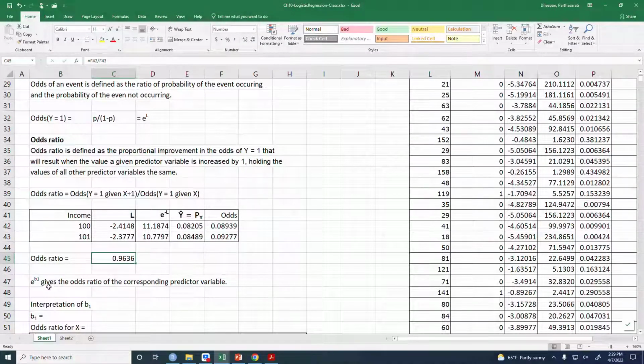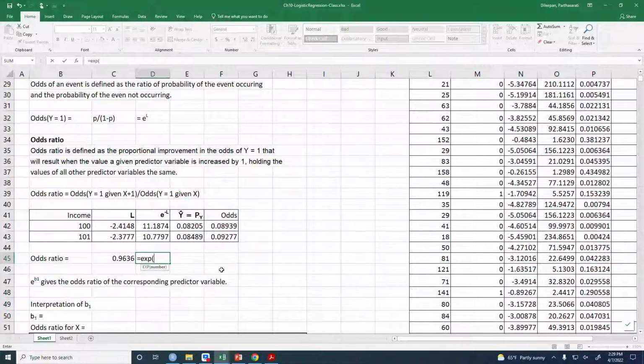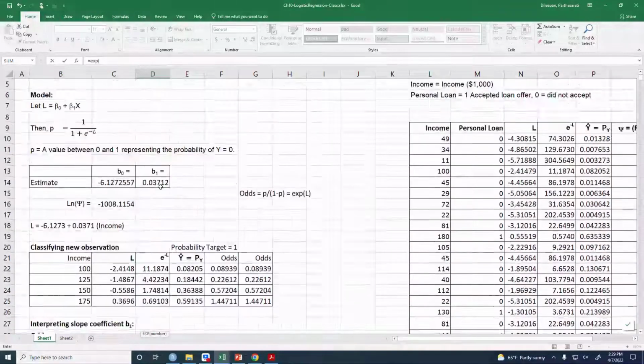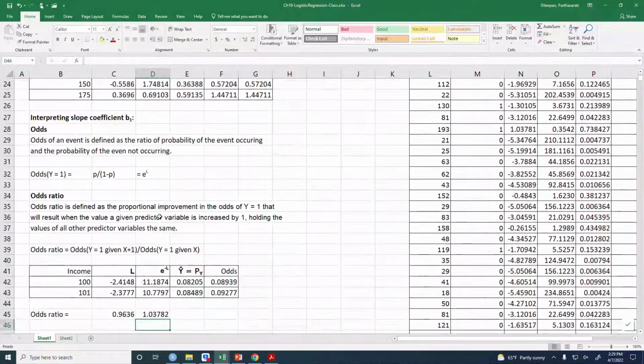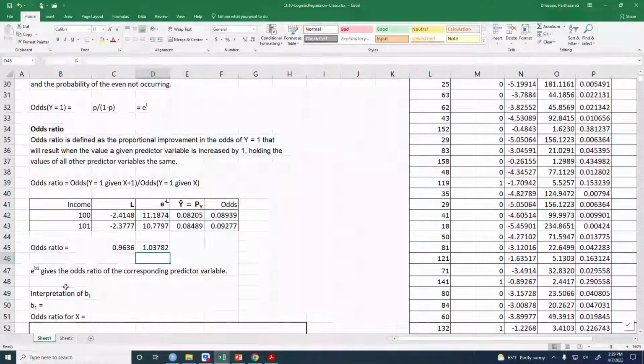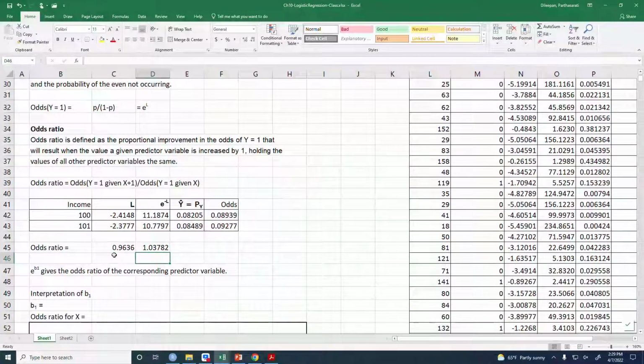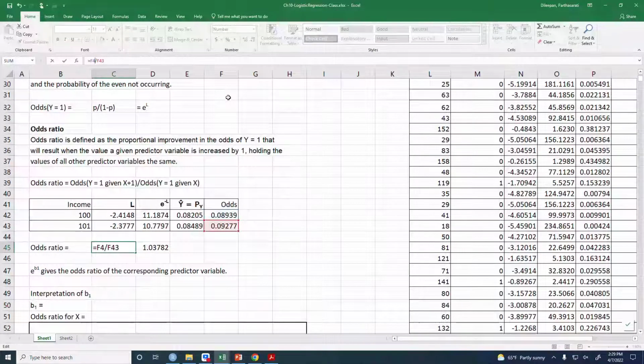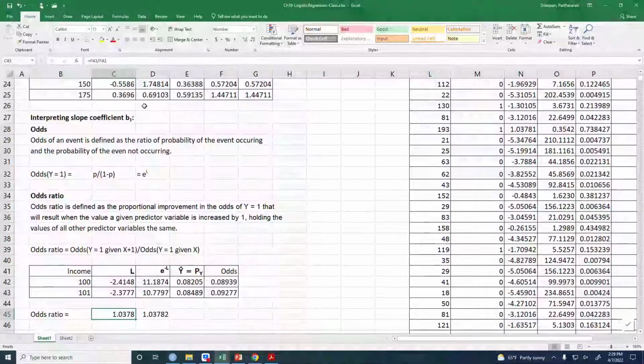And that is also given by, now instead of L, odds ratio is given by exp of the slope. Well, what happened here? I think I made a mistake here. It should be F43 divided by F42. That divided by that. That's your odds ratio. Odds ratio is exp to the power of slope.